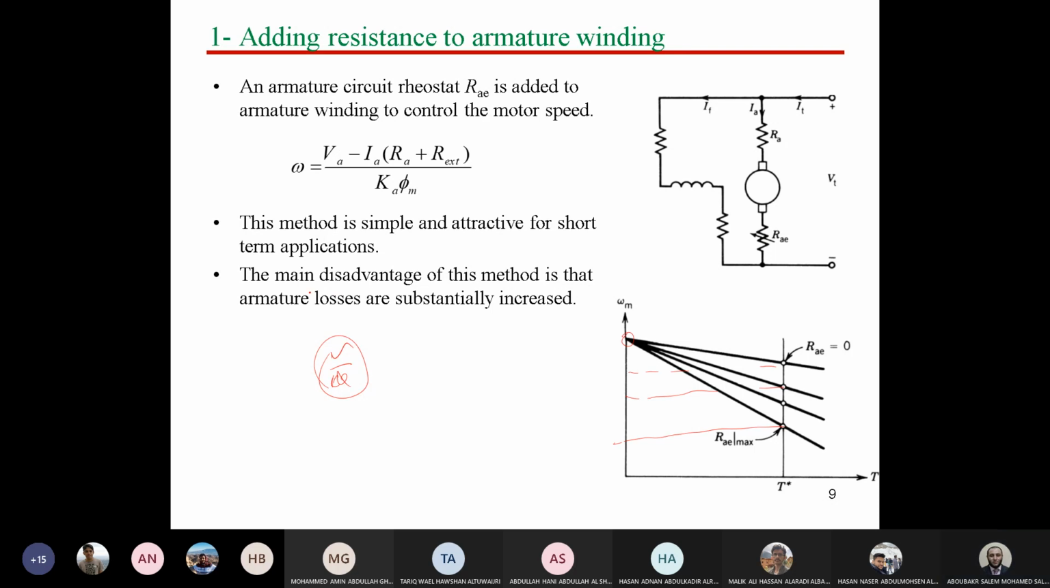Also, the main disadvantage of this method is that the armature losses are substantially increased. This is what we just discussed. So you can add resistance and get a wide range of speed control. However, the drawback is lower efficiency because of the copper loss. This is for adding resistance.